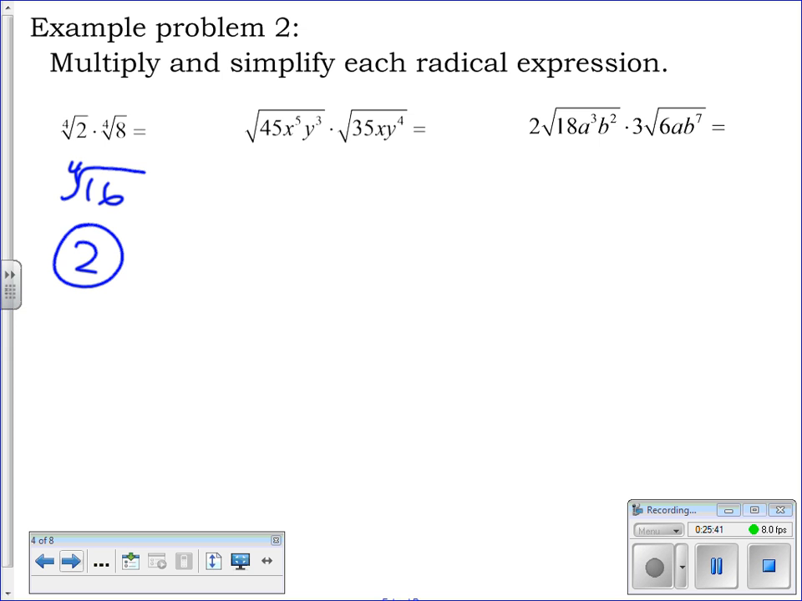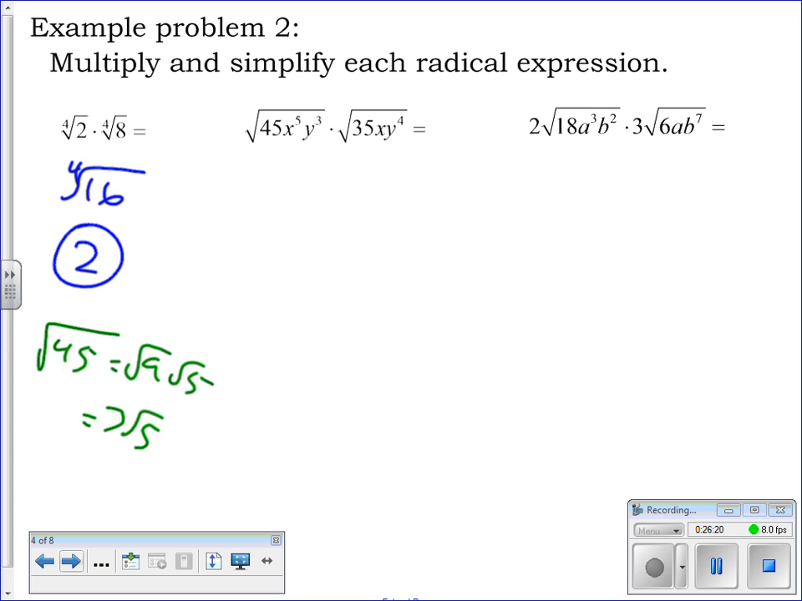45 times 35 is going to get ugly in a hurry. This is one where I'd rather mess around a little bit with my numbers first before I multiply. Does that make sense? So, off to the side, I'm going to work over here on the square root of 45 and see what I can get from that. The square root of 45 is the square root of 9 times the square root of 5, which is 3 root 5.